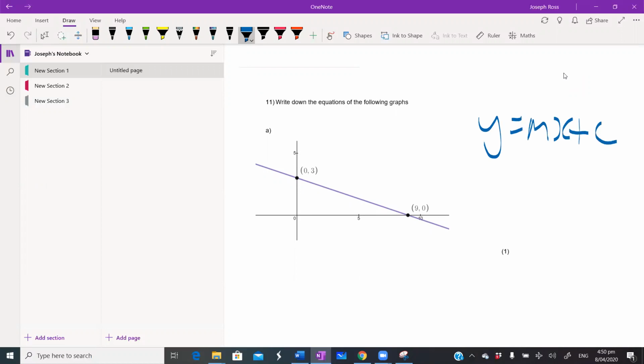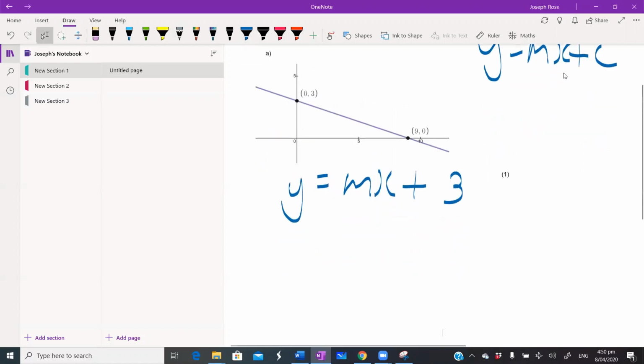And the y-intercept is our c, which is 3. So we've got y is equal to mx plus 3. Now, there are a few different ways you could go about finding the gradient. One way you could do that is to substitute in the other point we're given, other than the y-intercept, which in this case is the x-intercept.